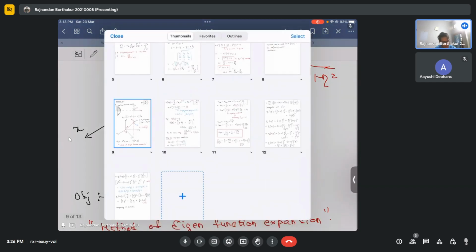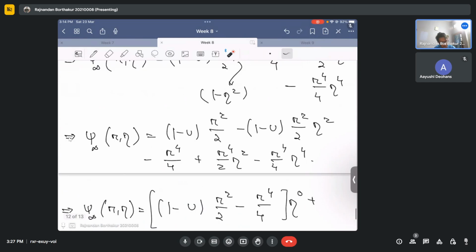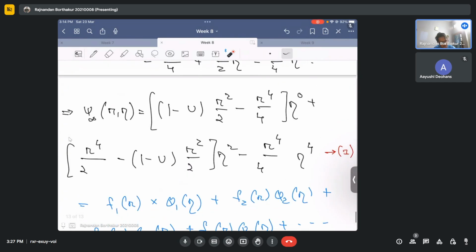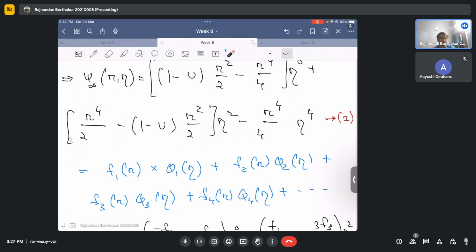So in the last class we solved this. We tried to write ψ infinity as increasing powers of η. The first term was some function of r times η⁰, then η², and then η⁴. Then we tried to map this form of ψ infinity into the form written in terms of the Gegenbauer polynomial, because ultimately our first objective is to evaluate how many modes in that series solution are responsible for our solution.